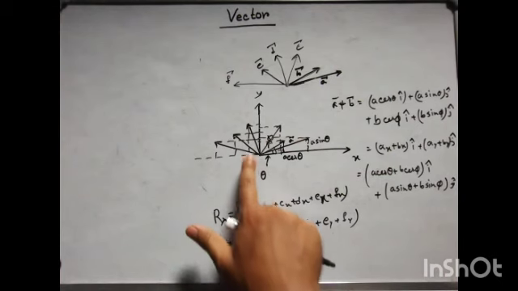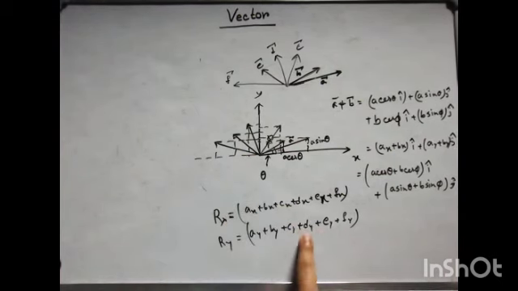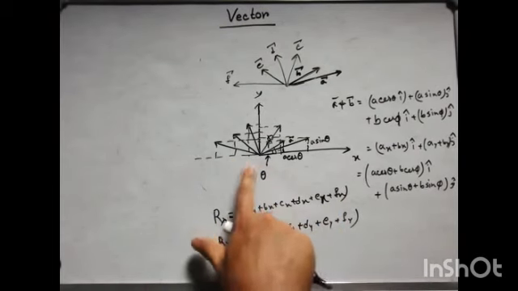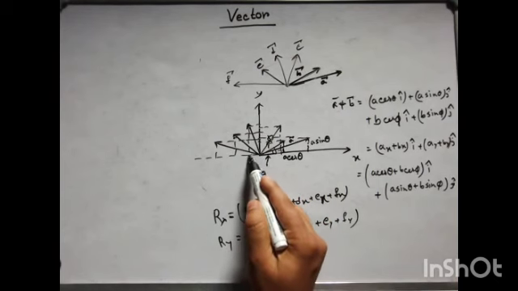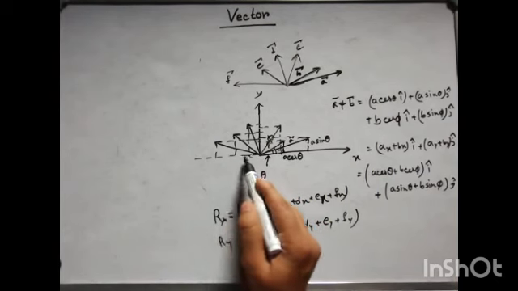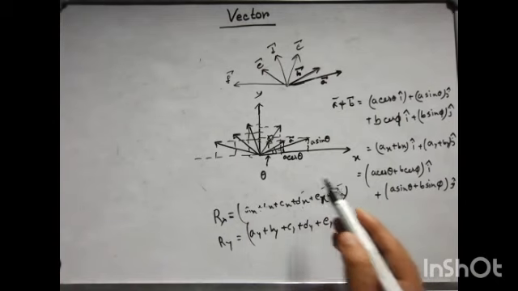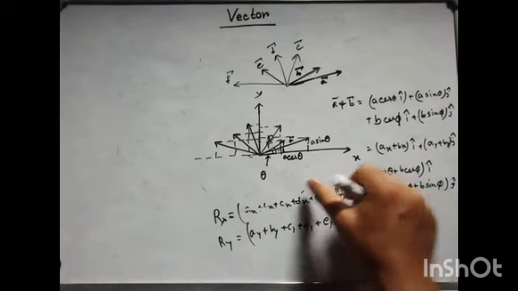Okay, these values dx, ex and fx will become negative, as these are along the negative x-axis. So these values will be negative: dx, ex and fx.